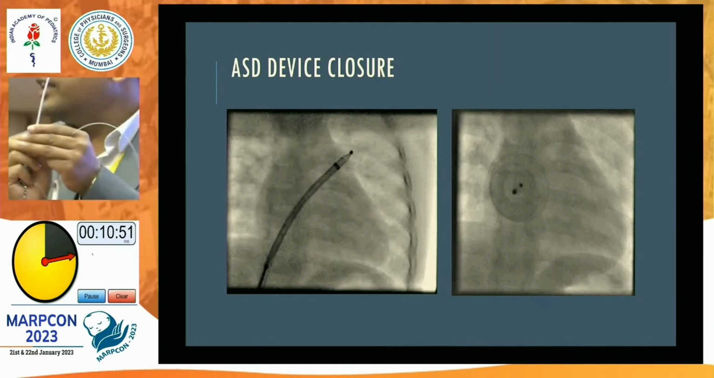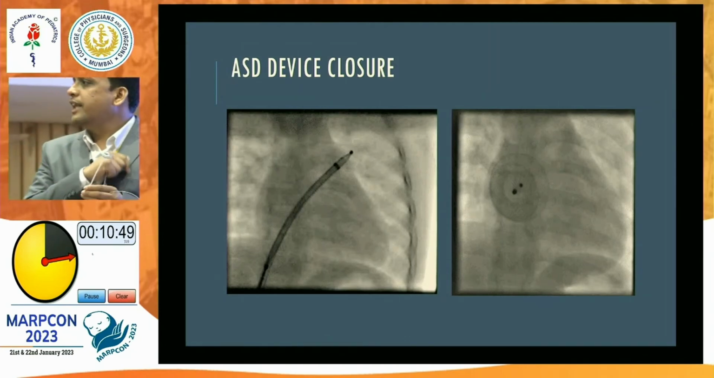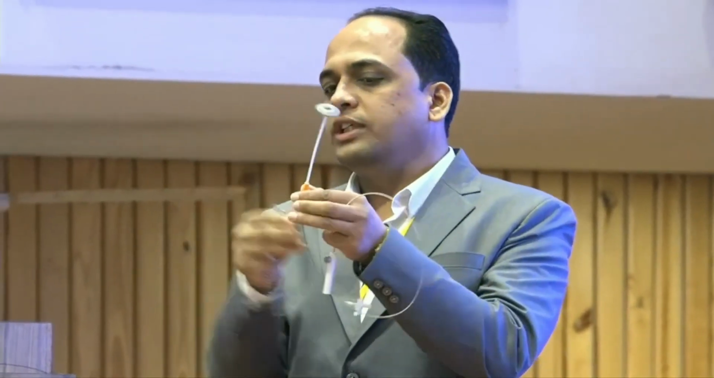Unless you understand this, you are not going to understand the next procedure. When I need to load this device for the procedure, I just have to screw this device to this cable. There is a screwing mechanism here, and I just have to pull this device inside the short sheath. So this is the loading technique. When I am deploying the device, I will open the left portion first, and then when I am approximately at the septum, I will open the right side. Then only it will approximate at the device position.